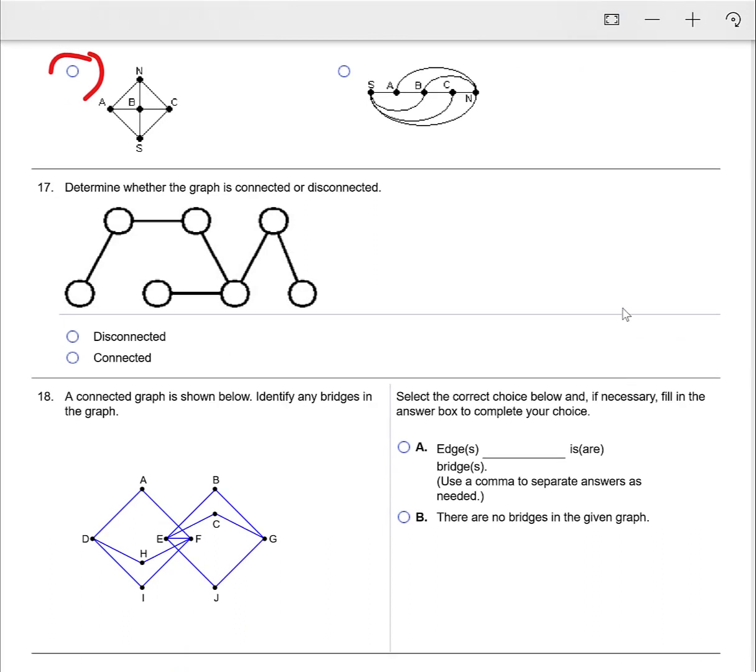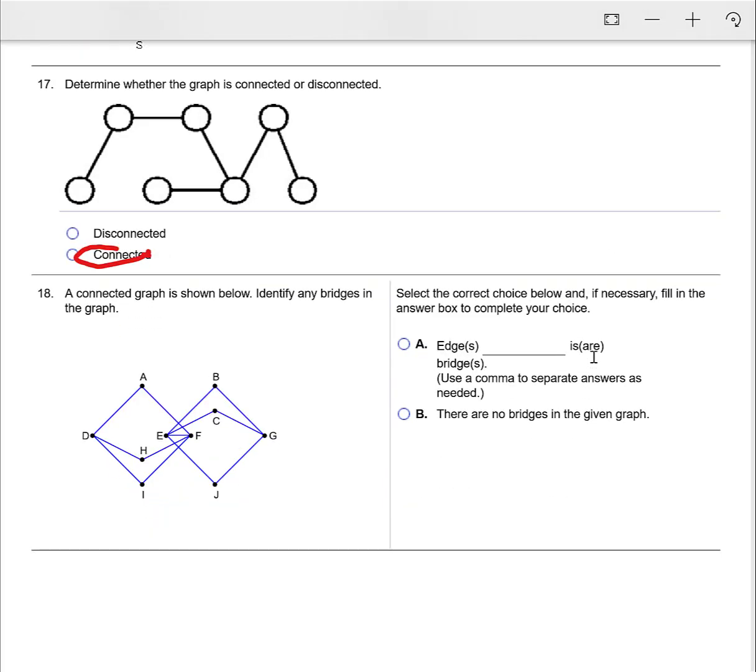Determine if the graph is connected or disconnected. Connected means there's a path between every pair of vertices, and this is a connected graph. A connected graph is shown below. Identify any bridges. So remember, a bridge is an edge that, if we remove it, creates a disconnected graph. And if you notice in the center of the graph here, the edge EF is a bridge. If I take EF out, I'll create a disconnected graph.